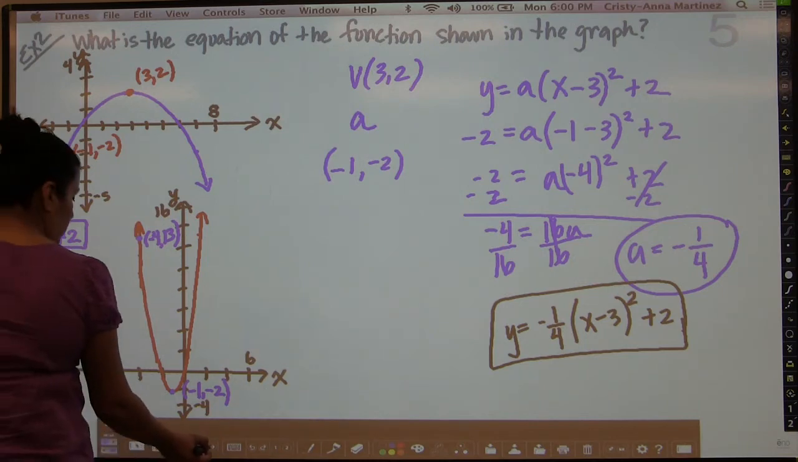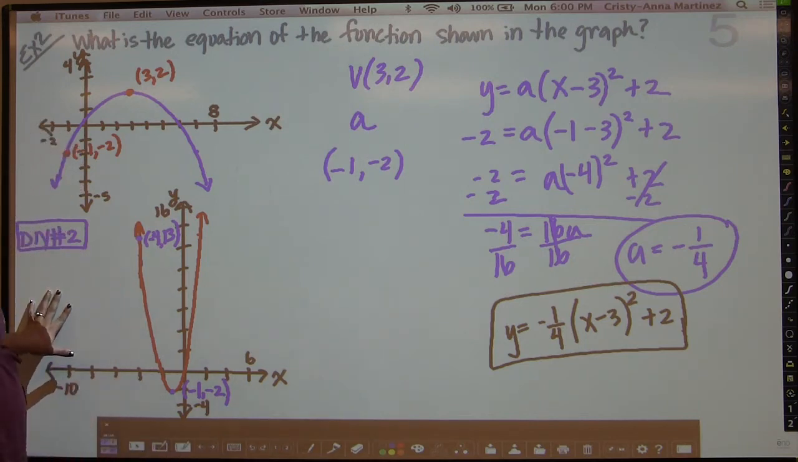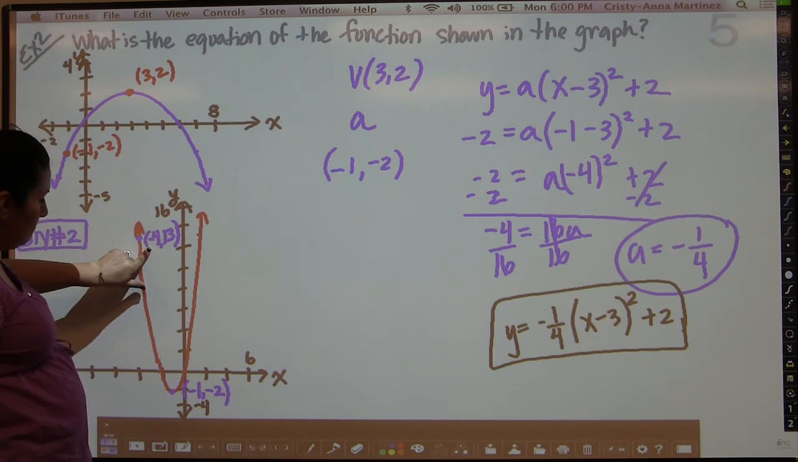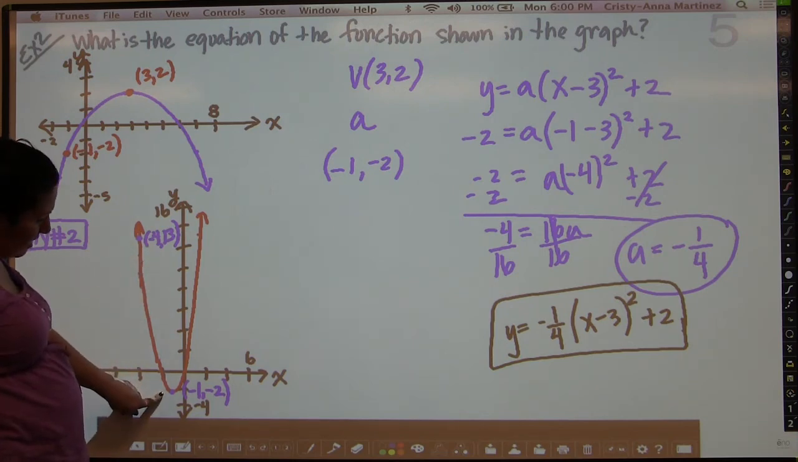So now you can try this. I was going to change the screen. You can try this, do yourself number 2. In case you can't read it correctly, the additional point is negative 4, 13, and the vertex down here is negative 1, negative 2.